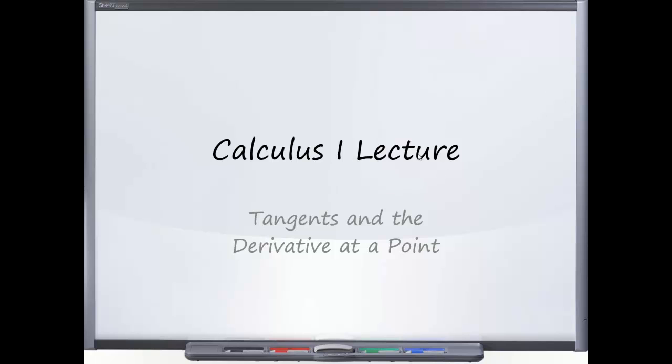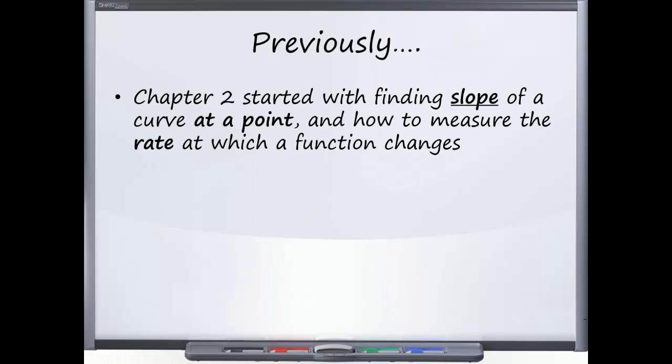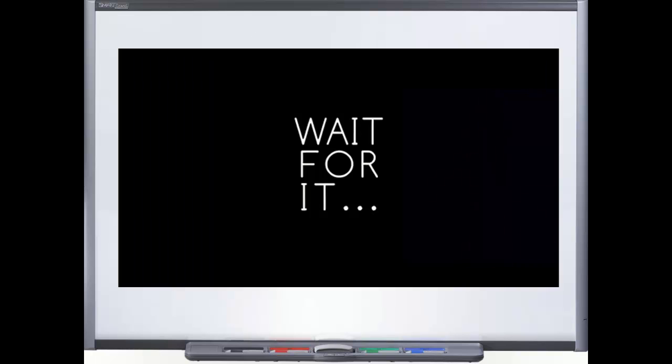Okay, let's do some calculus. This is tangents and the derivative at a point. So previously what you've learned is we started with finding the slope of a curve at a particular point and how to measure the rate, because remember when we talk about slopes we're talking about the rate at which a function changes. Well, now wait for it.